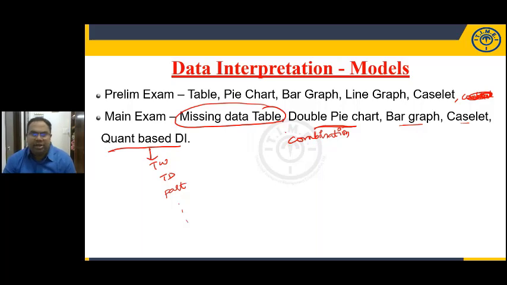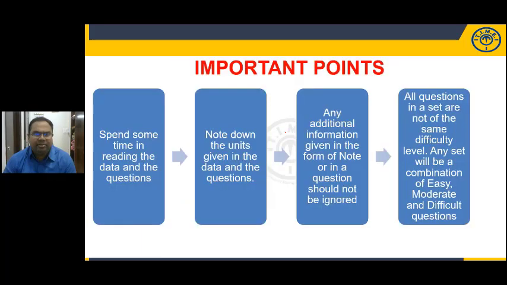This is about DI models. I have discussed in detail earlier. These are the important points. You can take a screenshot. Spend some time reading the data and the questions. First, look at the data, read, see. What is important is reading the title. Without reading the data and title, if you directly look at the numbers, you will not understand anything. After reading the title, you will come to know whether the data is about sales or manufacturing or production or something else.